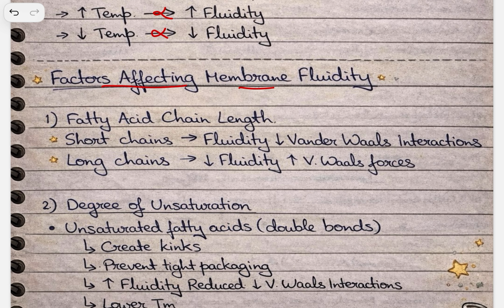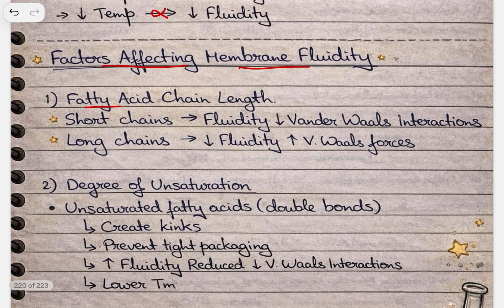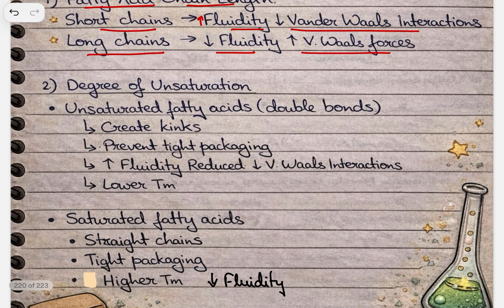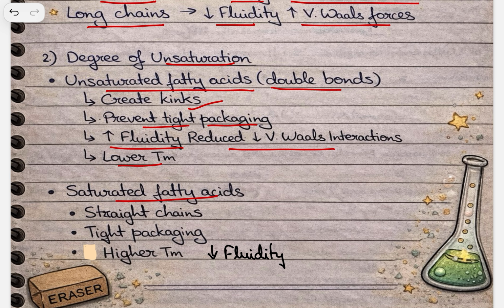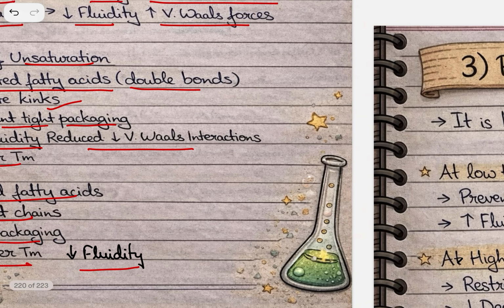Next is factors affecting membrane fluidity. First one, fatty acid chain length. Short chains, high fluidity and low van der Waals interaction. Long chains, low fluidity and high van der Waals interactions. Degree of unsaturation. Unsaturated fatty acids have double bonds, so they create kinks, prevent tight packing, increase fluidity, reduce van der Waals interaction, and lower the TM. Saturated fatty acids have straight chains, tight packing, higher TM and low fluidity.